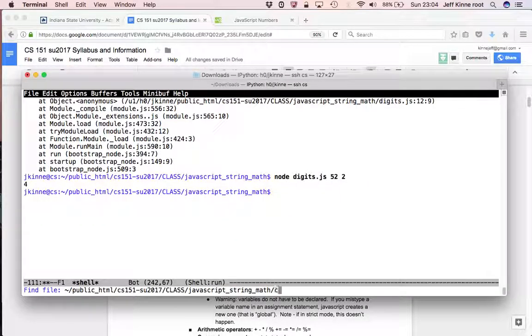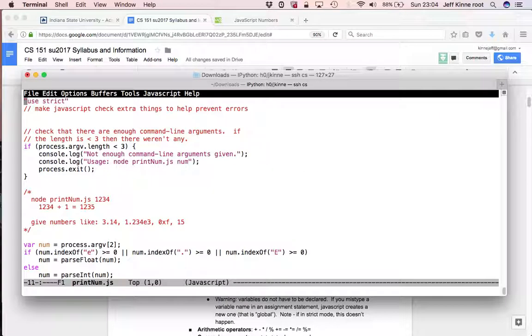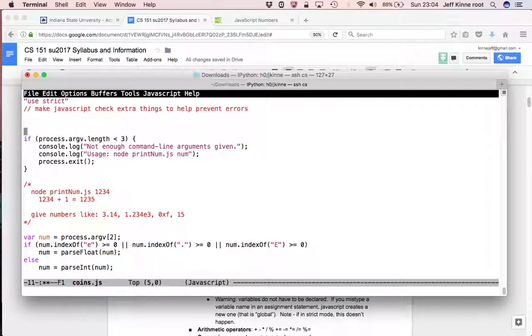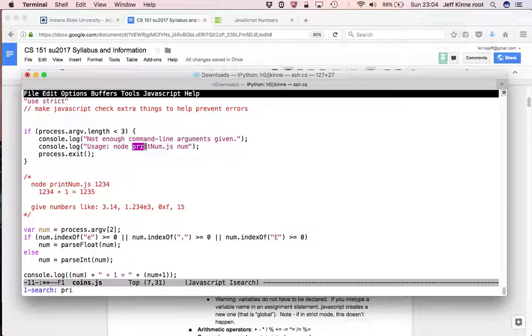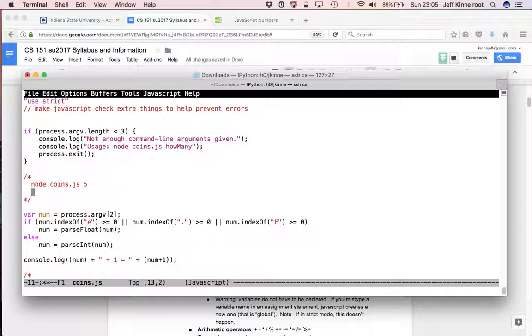So we'll do coin, let's do, so we'll take this and save it as coins.js. So now the usage will be coins and how many. So what I'm thinking we do here is they say coins.js and 5, and we flip 5 coins.